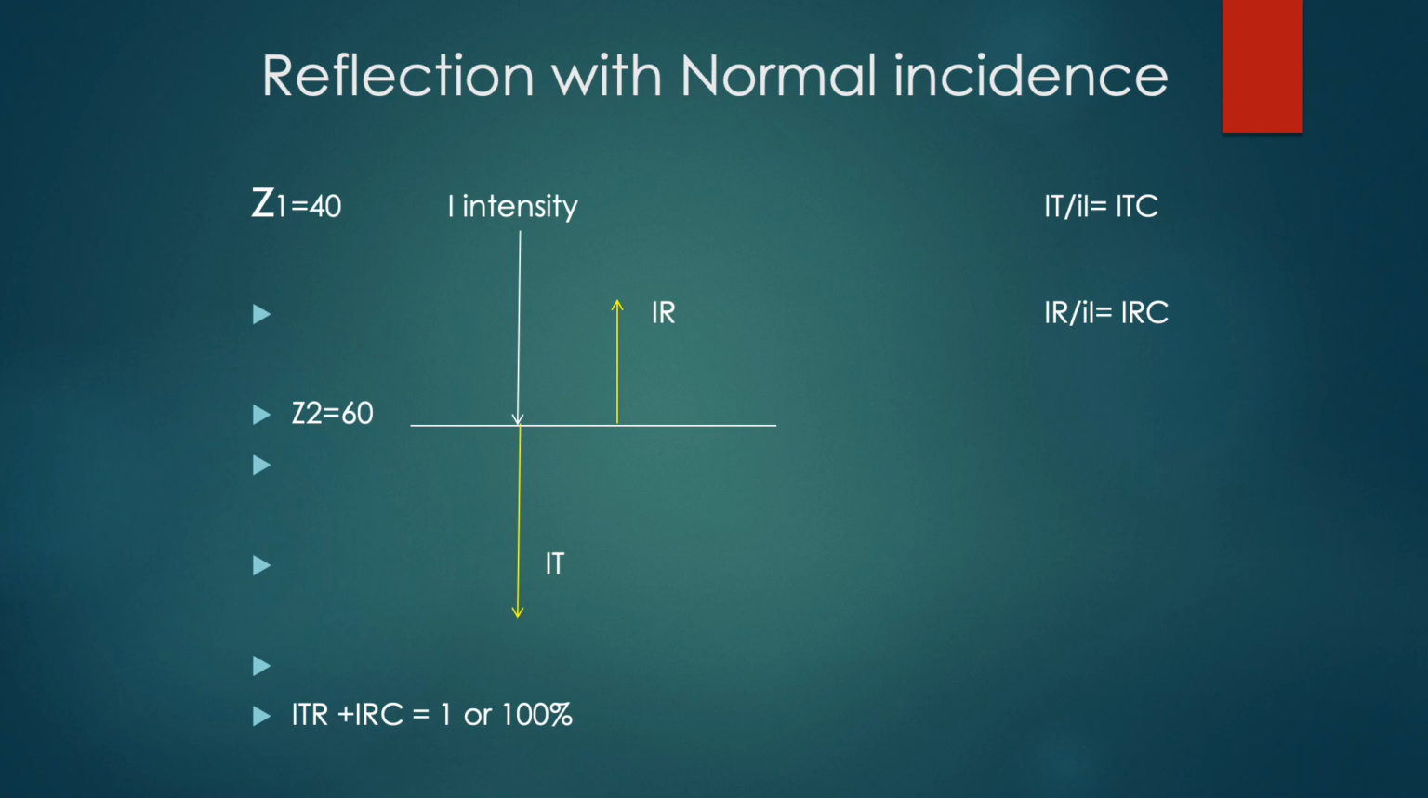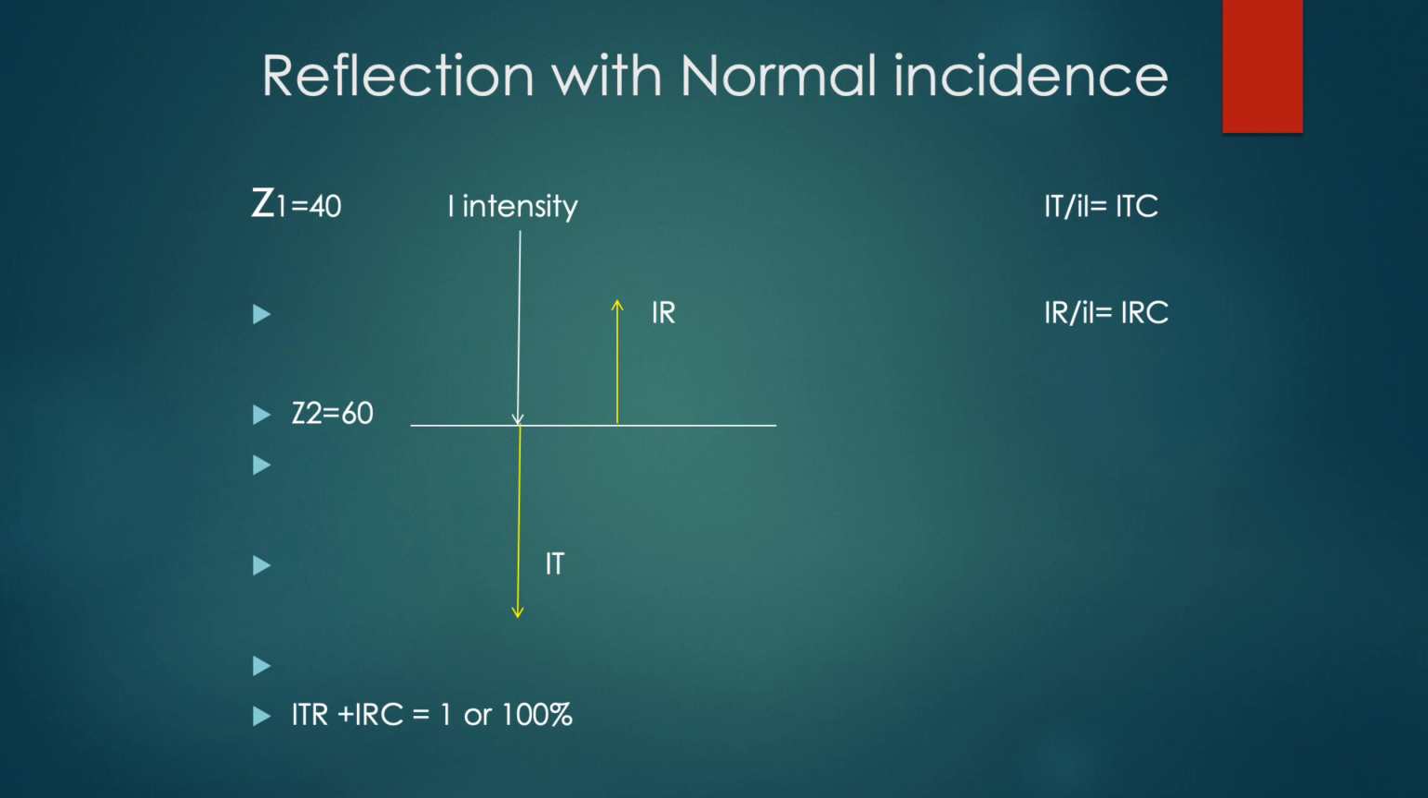So initial intensity is the intensity the sound beam came in with. This will be divided into what is transmitted and what is reflected. So the initial intensity will be divided into IT and IR, intensity of transmission and intensity of reflection. If I take intensity of transmission, IT, and divide it by the initial intensity, I will get the intensity transmission coefficient, ITC. And if I take my intensity of reflection and divide it by the initial intensity, I will get the intensity reflection coefficient, IRC. If I add these two, IRC and ITC, I should get 1 or 100%, what the sound came in with.